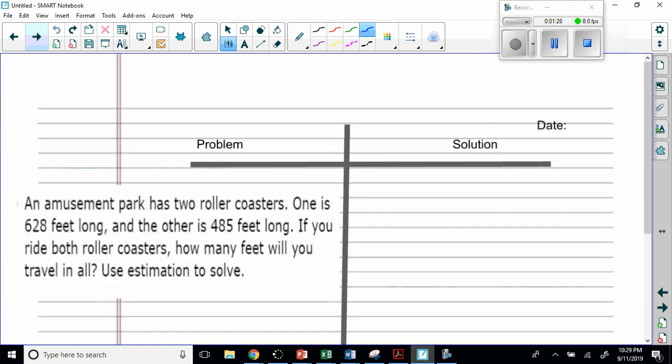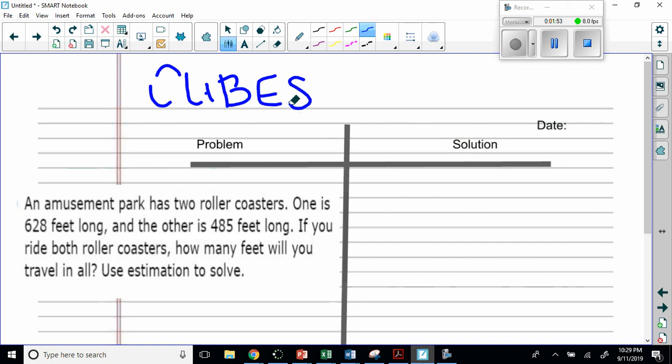For our problem, it says an amusement park has 2 roller coasters. One is 628 feet long and the other is 485 feet long. If you ride both roller coasters, how many feet will you travel in all? Use estimation to solve. So for this problem, we're going to use cubes to help us label the information in the problem.